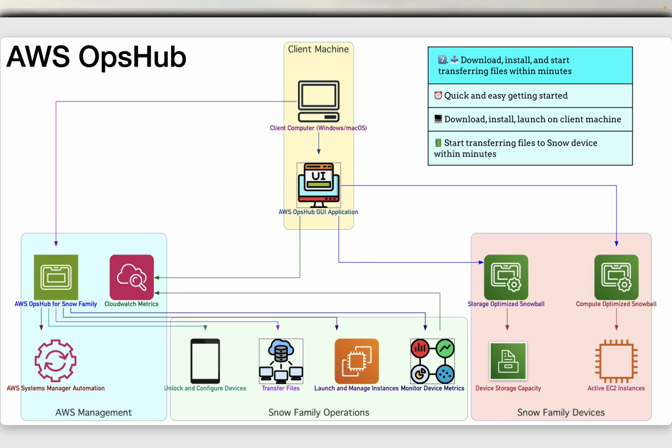So getting started is easy. You just simply download, install and launch. So you can actually just go ahead and install if you want on your regular computer as well, but without the hardware you cannot do much. And as soon as you start, after installing, you can just start transferring to your Snow device.